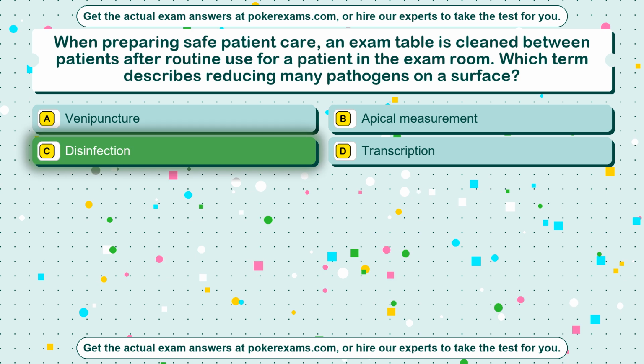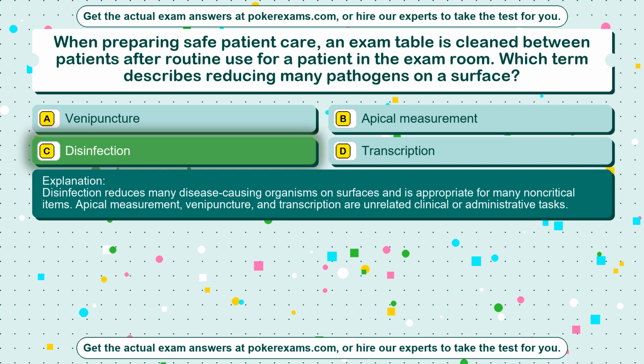The correct answer is option C, disinfection. Disinfection reduces many disease-causing organisms on surfaces and is appropriate for many non-critical items. Apical measurement, venipuncture, and transcription are unrelated clinical or administrative tasks.